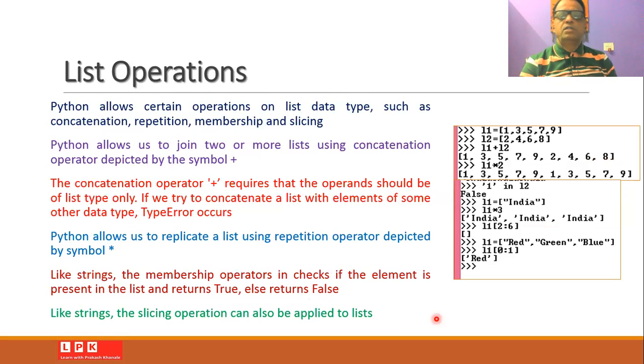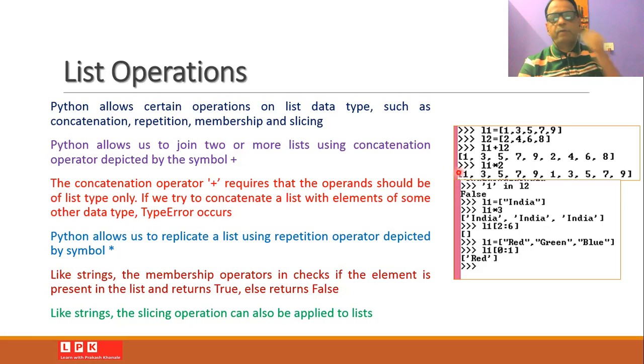There are different operations that can be performed on the list data type. So it is possible that we can perform operations such as concatenation, repetition, membership, and slicing. Python will allow us to join 2 or more lists using the concatenation operator, and for this operation we can make use of the symbol plus. The concatenation operation plus requires that the operands should be of the list type only. If we try to concatenate a list with elements of some other data type, then you may get an error.